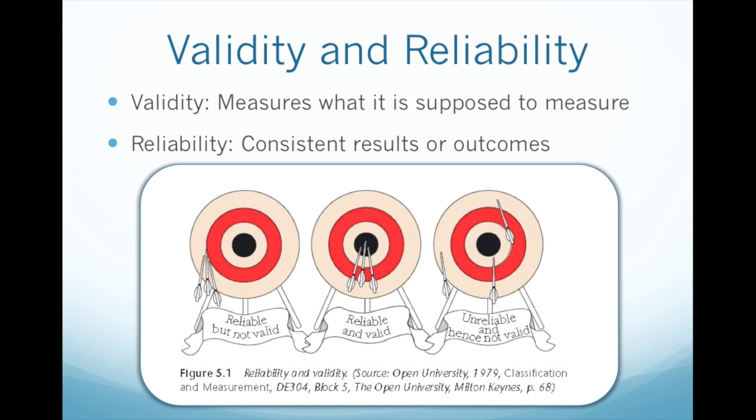So let's look at this illustration. All the way on the right, you have a target where the arrows are all over the place. They're neither reliable nor are they valid because they're not hitting the target, the bullseye, and they're not hitting it consistently. If you go all the way over to the left, it's very reliable because all of the arrows are consistently hitting the same spot, but they're not hitting the bullseye, so it's failing to measure what we want to measure. So as we look at data collection, we want to focus on data that not only measures what we want to measure, it's consistently producing those results.